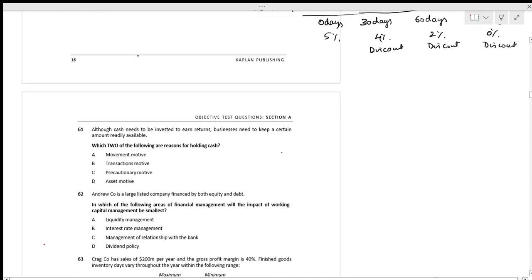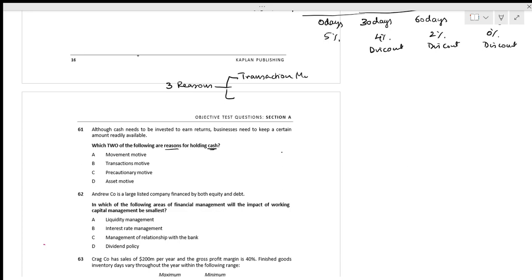Although cash needs to be invested to earn returns, a business needs to keep a certain amount available. Which two are reasons for holding cash? There are three reasons to hold cash. The first is the transaction purpose, the transaction motive. We hold cash for the precautionary purpose, the precautionary motive. We also hold cash for the speculative motive. This has not been given, but it is one of the motives.